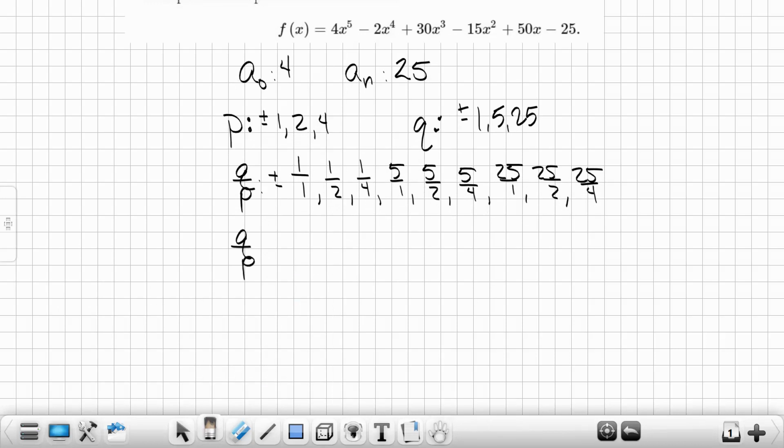And if you don't want to, because you're like, this is redundant, I really don't need to. 1 divided by 1 is 1. 1/2 doesn't reduce. 1/4 doesn't reduce. 5 over 1 is 5. 5 over 2 doesn't reduce. 5 over 4 doesn't reduce. 25 over 1 is 25. 25 over 2 doesn't reduce. And 25 over 4 doesn't reduce. So this did not shorten my list. There were no duplicates and nothing reduced except for the over 1s. So these are my options.